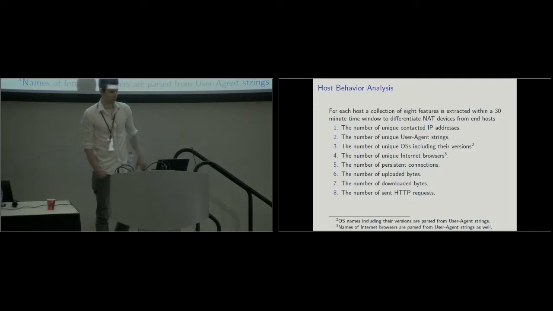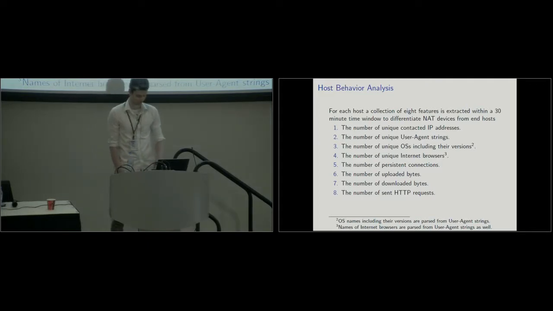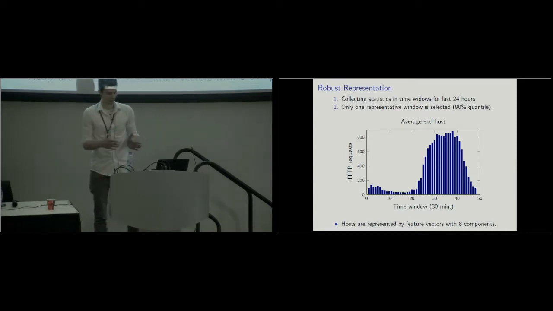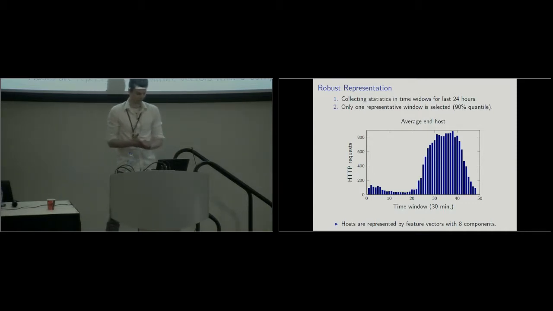Now, unlike the previous work, we do not make the decision based on this one window, but we collect more windows which cover 24 hours. So there will be a sequence of windows. Specifically, there will be 48 windows for each feature. And from this sequence, we select one representative window according to the 90% quantile.